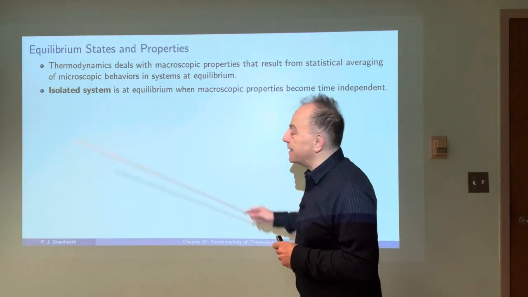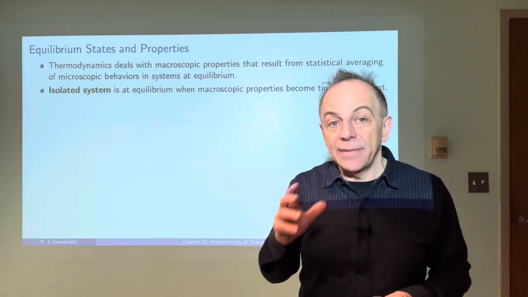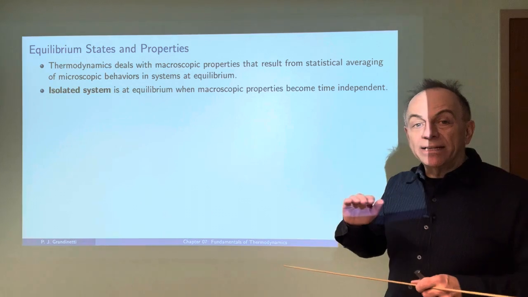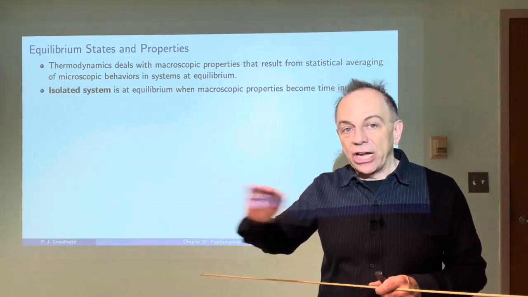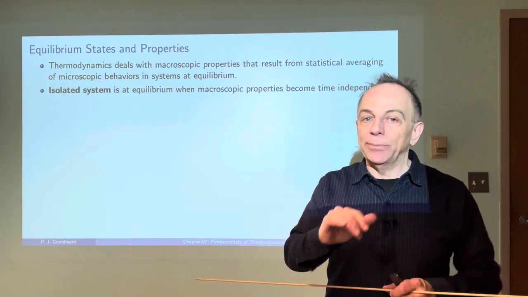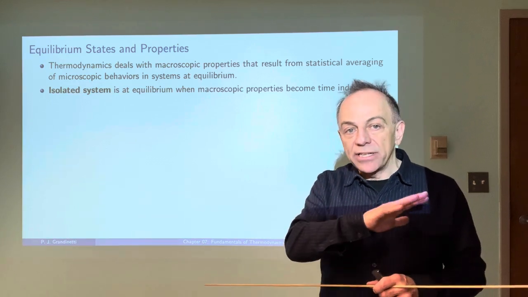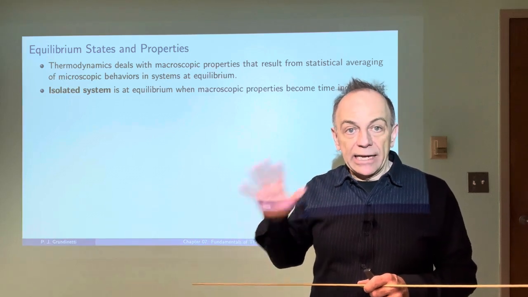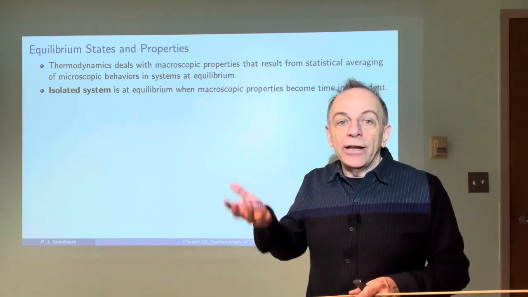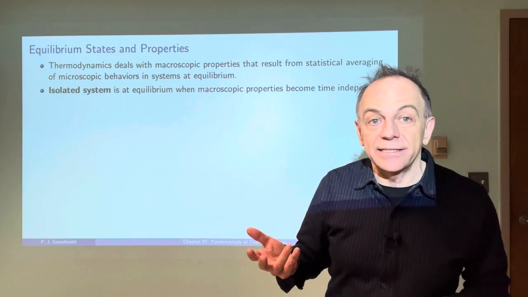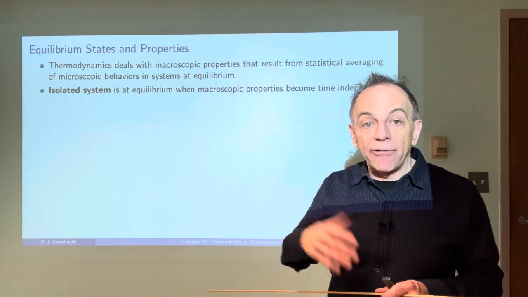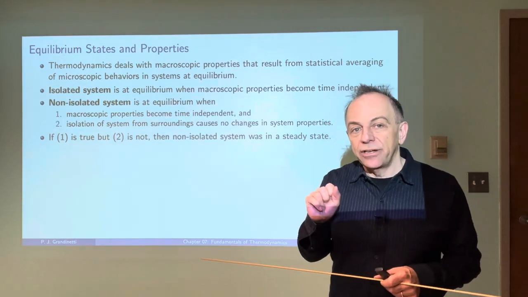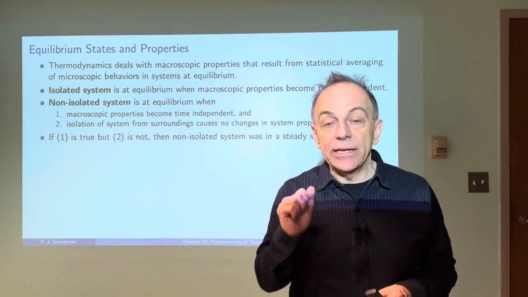So when we have an isolated system, we say it is in equilibrium when all of its macroscopic properties have become time independent. They're not changing anymore. That definition is pretty simple. Whenever the isolated system's properties stop changing in time and are constant, then we know that system has reached equilibrium. But more interesting problems are going to be non-isolated systems. In that case, we can have energy and matter flowing between the system and the surroundings.